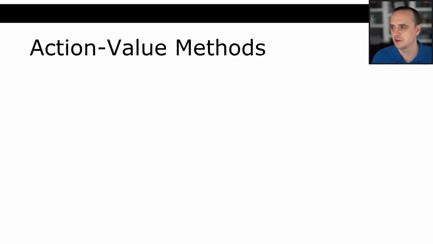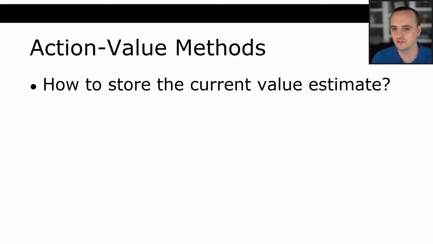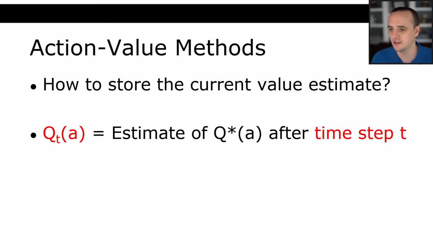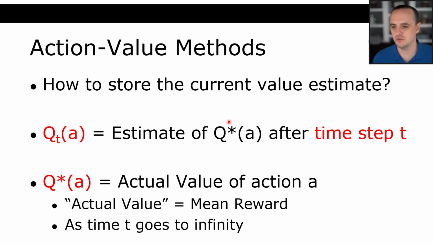So action value methods. How do we store the current value estimates? Well, we're going to have a mathematical representation for that, and that is Q. So Q_t(a) is our estimate of Q*(a) after time step t. So what is Q*(a)? Q*(a) is the actual value of an action a, meaning the average or the mean reward.